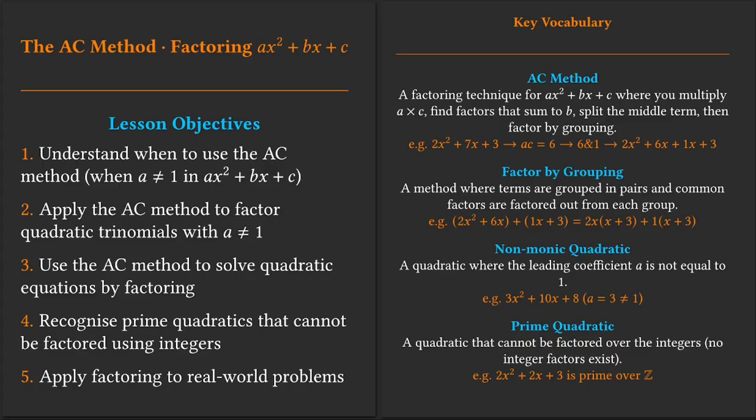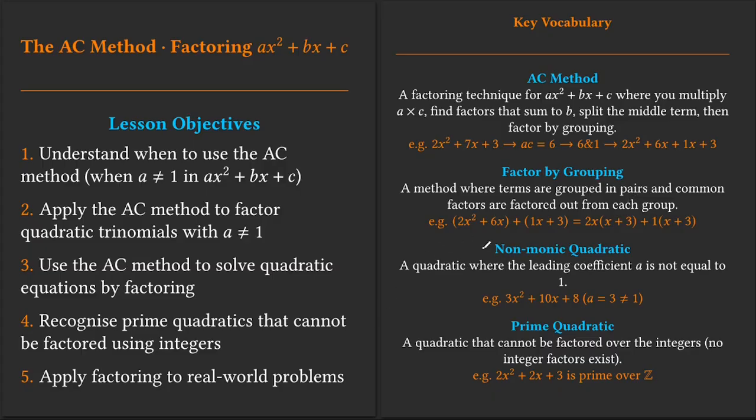Now, as the lesson proceeds, I'll be making mention of these vocabularies, and I want to quickly go through them before we proceed. For the AC method, we'll talk about it in our next slide. When we talk of factor by grouping, it is the method where terms are grouped in pairs and common factors are factorized out from each group. Most of the time, we use factor by grouping when we have an even number of terms. So the AC method applies this when it splits the number of terms from odd, which is 3, to 4 terms.